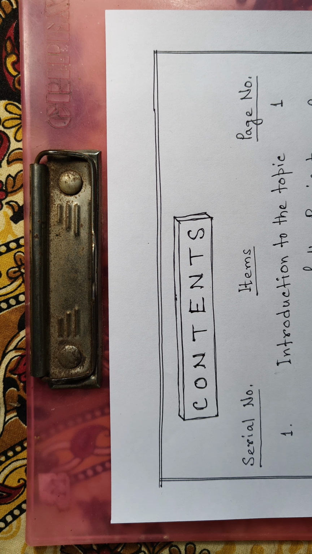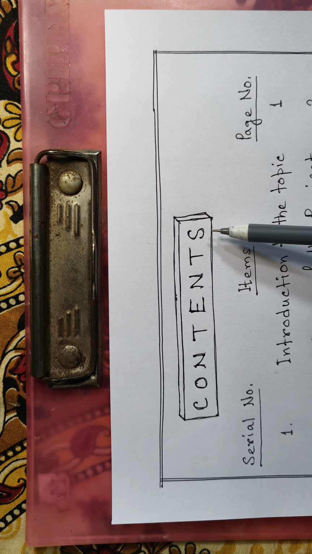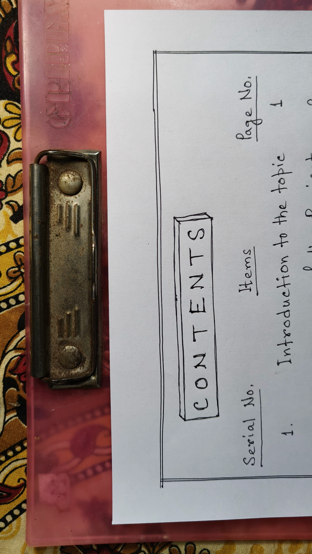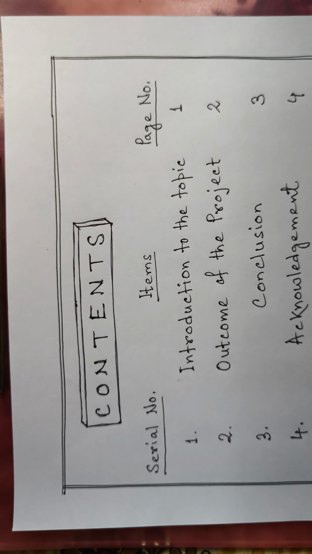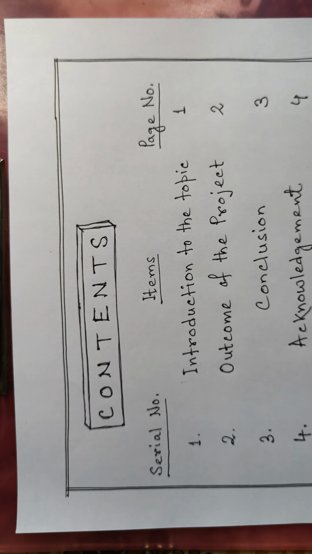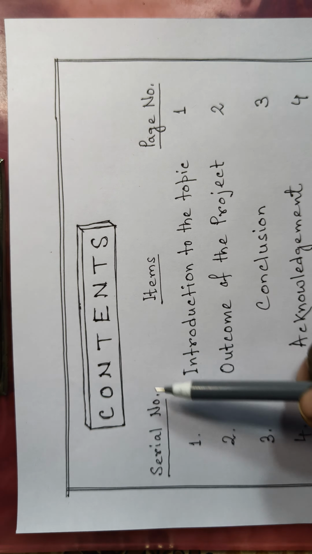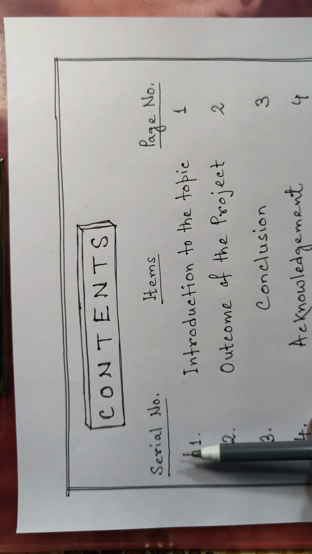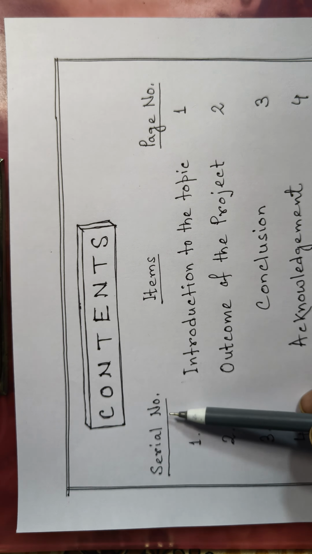At the top of the page, write the heading Index or Contents. Below the heading, draw 3 columns using a ruler.